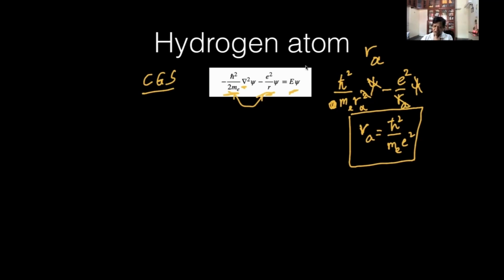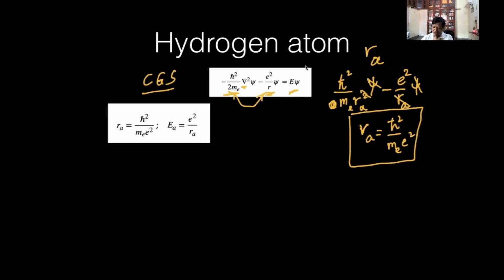Now use this to non-dimensionalize. So this is my r_a, and this one is energy. What is the dimension of energy? e squared by r_a. If I put a minus sign, that's a potential energy. So this is the dimension of energy, or I should call it the energy scale. So this is the length scale, and this is the energy scale.